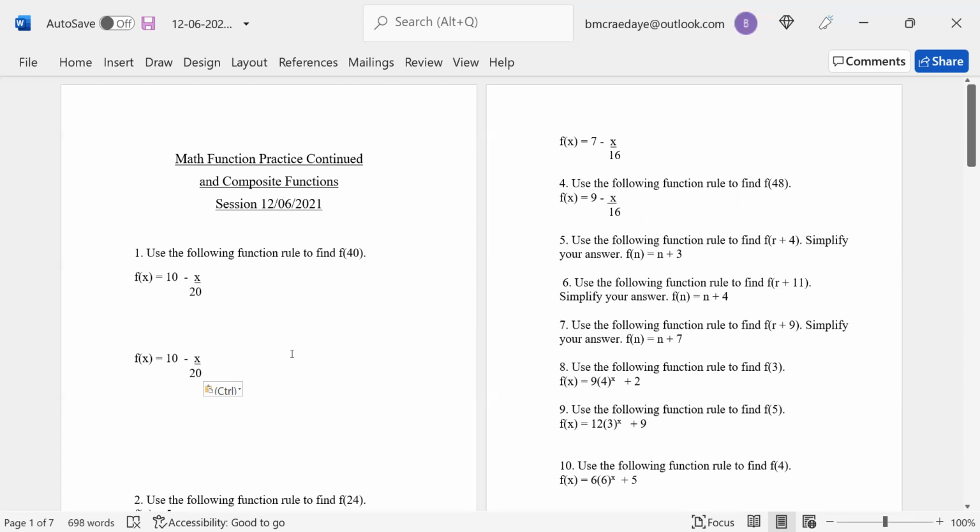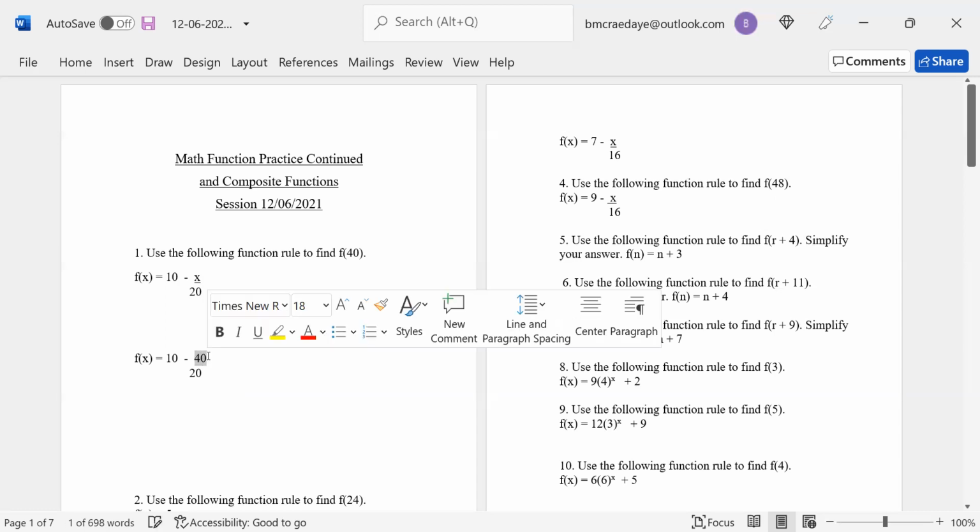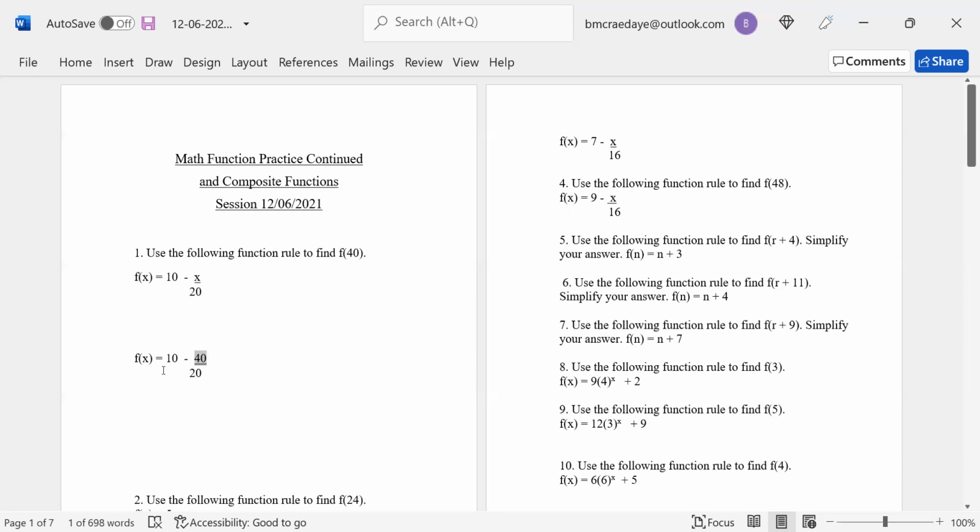So we're gonna put 40 over 20, Miss Barbara. That's right. They're gonna say 10 minus 2. And that's 40. This is what you want to send me, right? Yes. I don't have this, right? No, you don't have this. This is new. This is some more practice of functions.